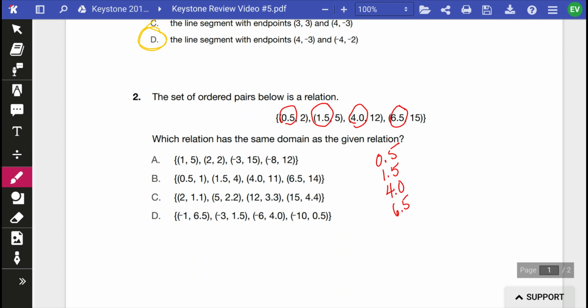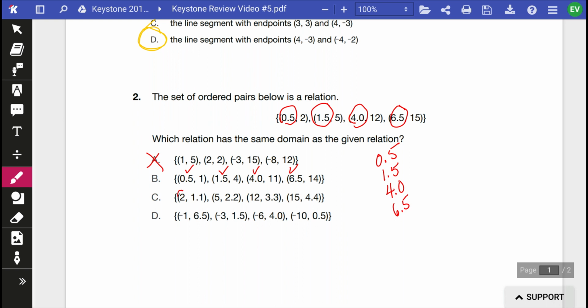So we want to see which of the choices has the exact same x values. We don't care what the y values are. So x values. In the first one, we have 1, which is not on the list. So we can eliminate that. In B, we have 0.5, which is on the list, 1.5, 4.0, and 6.5. It looks like B. Let's just double check the other ones.